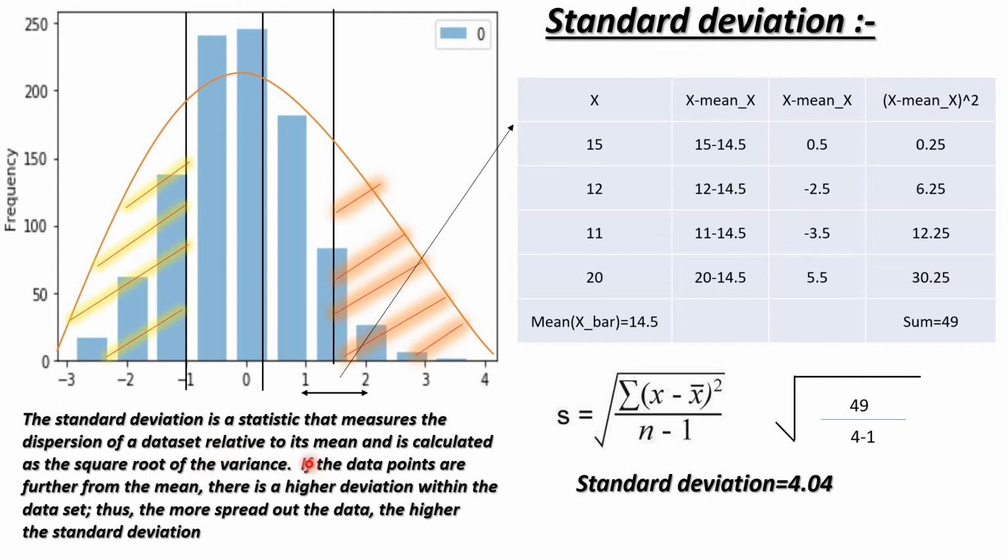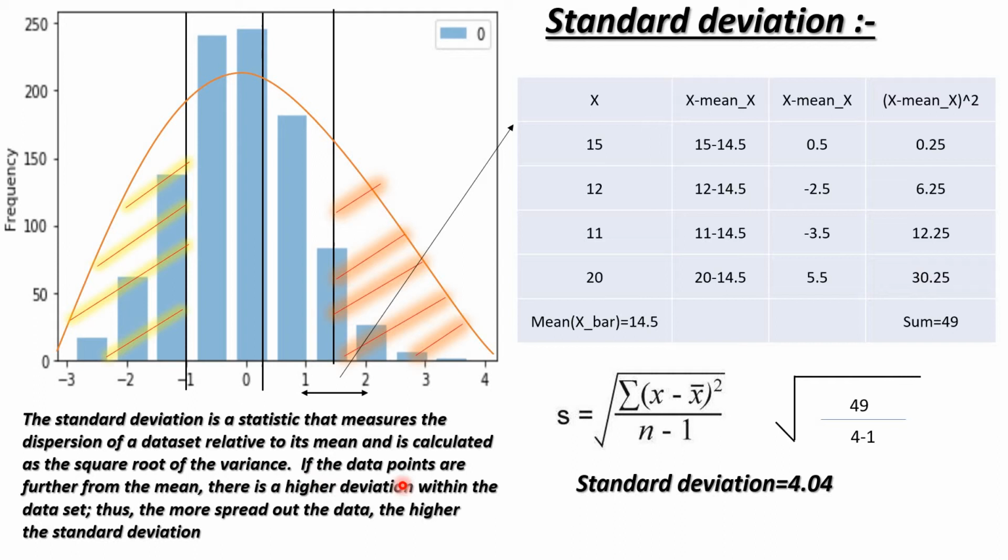This sentence wanted to tell us that the standard deviation is a statistic that measures the dispersion of a data set, with all points relative to the mean, and is calculated as the square root of the variance. You can see over here what we have calculated: we squared each of the elements that we got by subtracting the mean from each element. And we did the summation of all the elements after squaring, right?